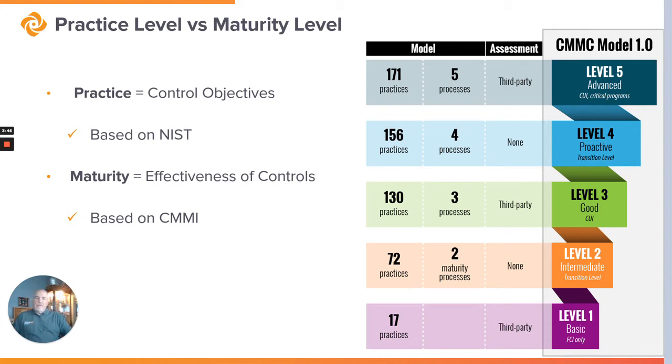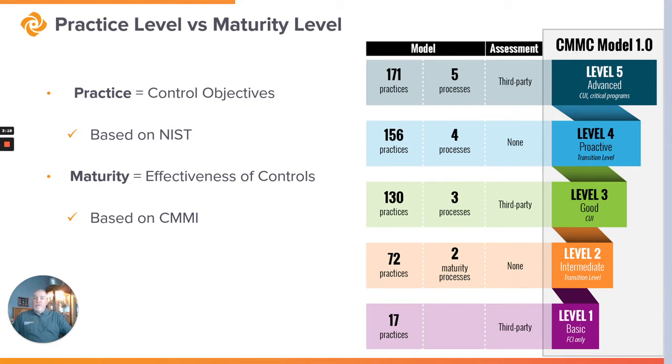The maturity portion of CMMC came from the Capability Maturity Model Integration, or CMMI, process developed by Carnegie Mellon University in conjunction with the DoD and the U.S. government. Its purpose was to be used as a common requirement in selection in government software development contracts. It then became the foundational element for the maturity process levels in CMMC 1.0.